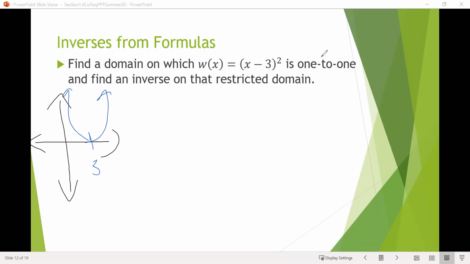However, could we cut off some piece of the graph here? So that's what we mean by finding a domain, or restricting a domain, so that we do have a 1 to 1 function. Well, it looks to me like if I cut off the left-hand side, what's left should pass the horizontal line test, right? So that right-hand piece there. So it looks like that would give us a 1 to 1 function.